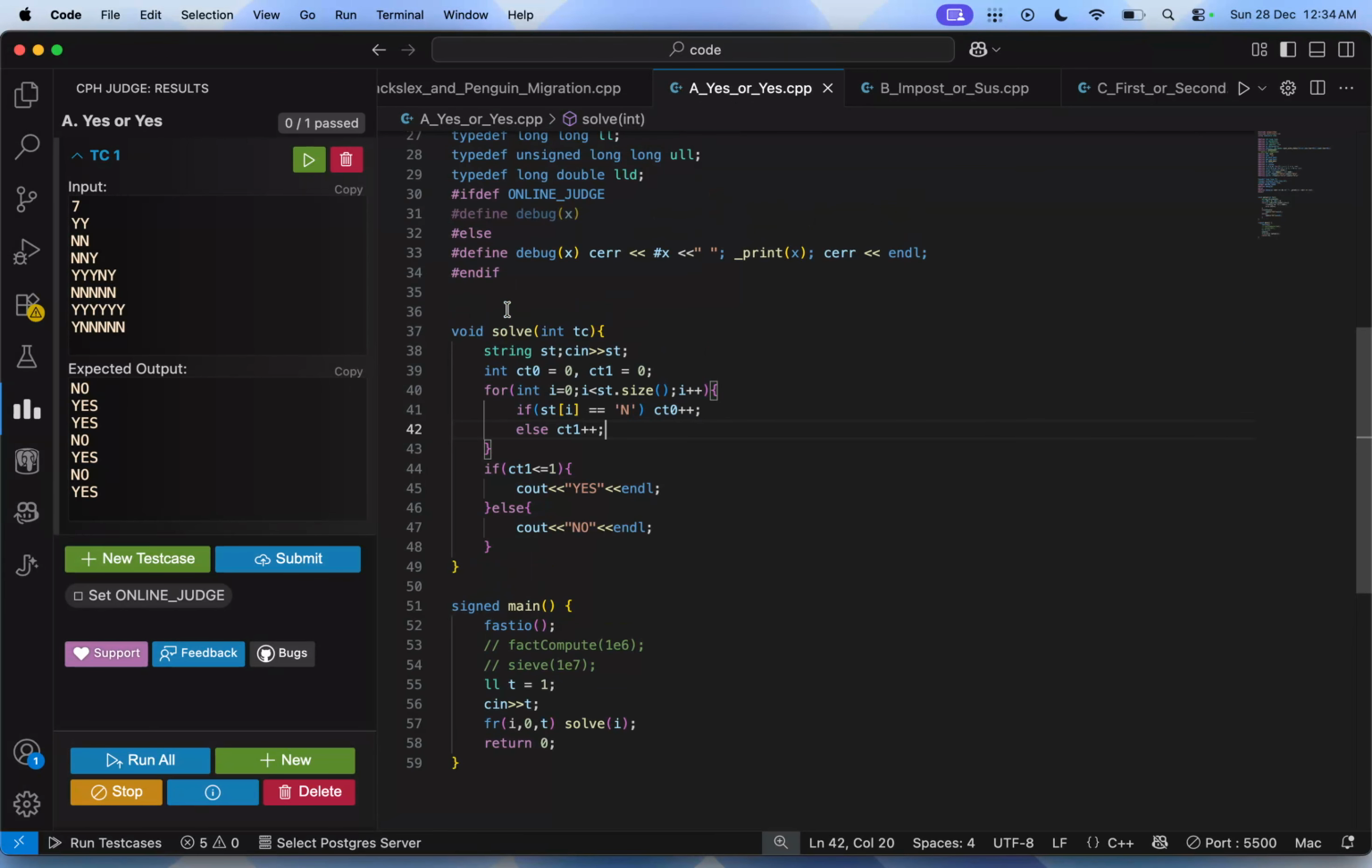So this is the implementation. We have taken the string as input, and we have counted the number of n's and number of y's. The number of y's is represented by ct1, counter 1. So if the character is n, then increase the 0th counter. And if it is not n, that is, it is y, then increase counter 1. Now if counter 1 is smaller than or equal to 1, then we print yes, the answer is possible, else we print no.